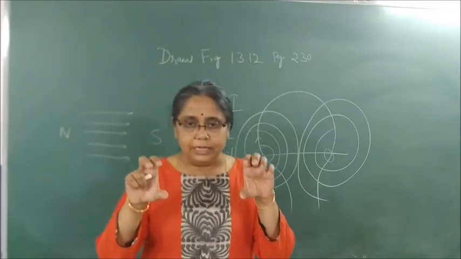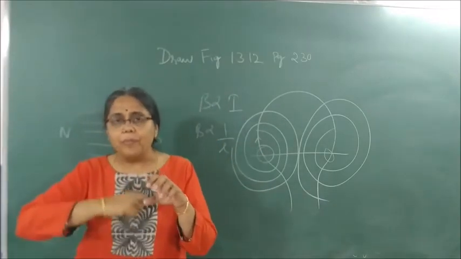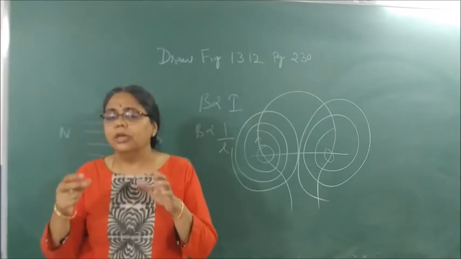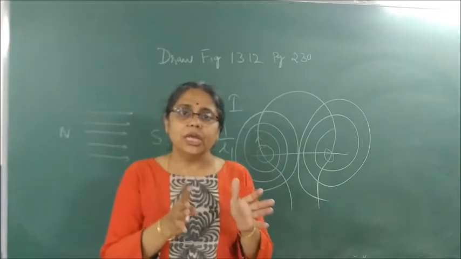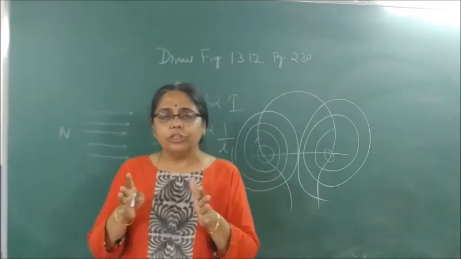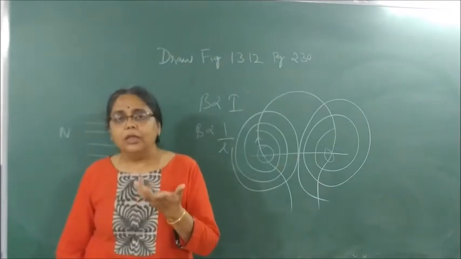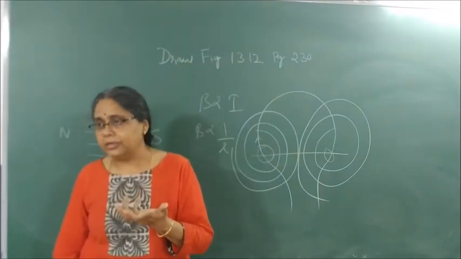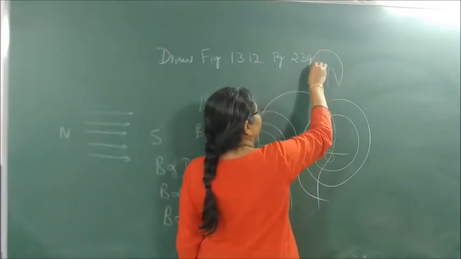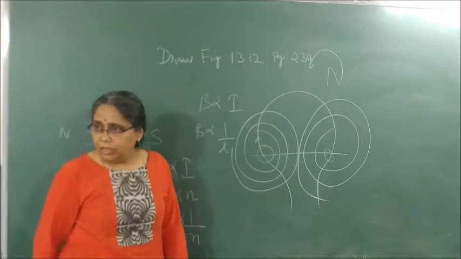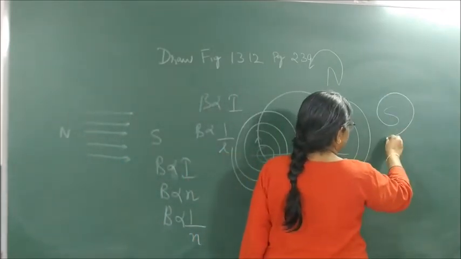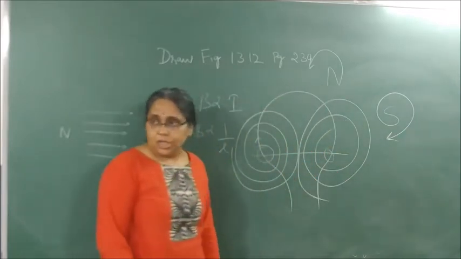Take a non-conducting material and have a number of turns of copper wire closely wrapped around it, which is then connected to a cell or a battery using a plug key. When I switch on the current, this solenoid now behaves like a magnet. The end which has current flowing in anti-clockwise direction behaves like a north pole, and the end where the current flows in a clockwise direction behaves like a south pole.